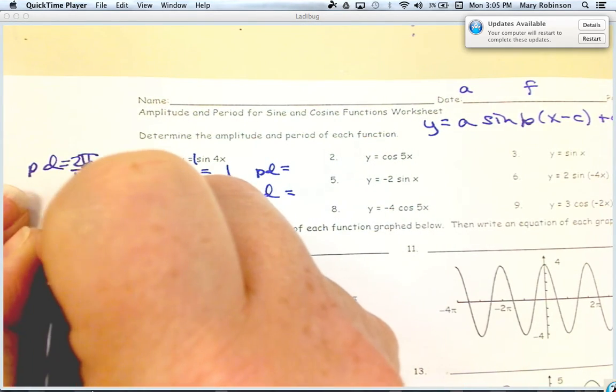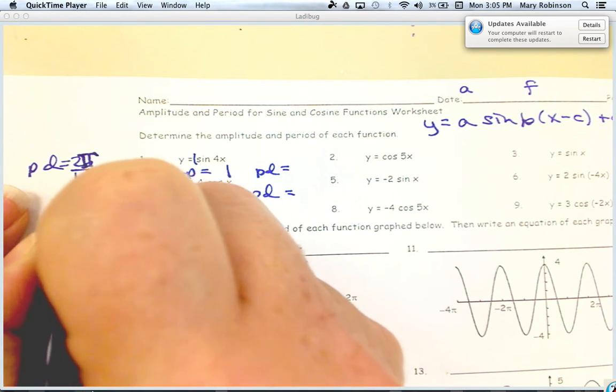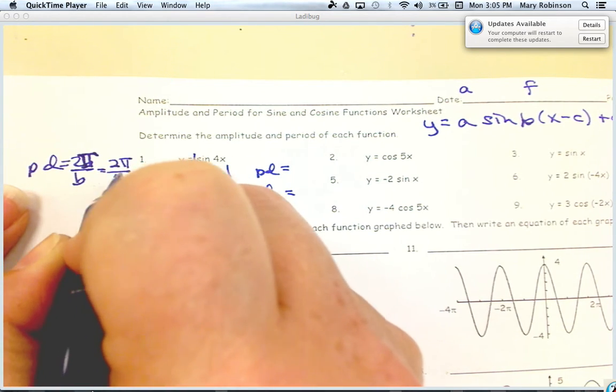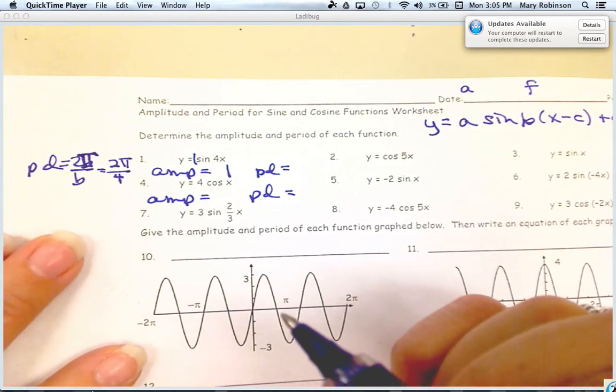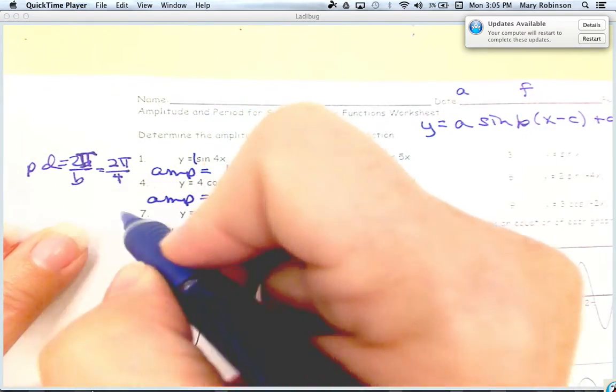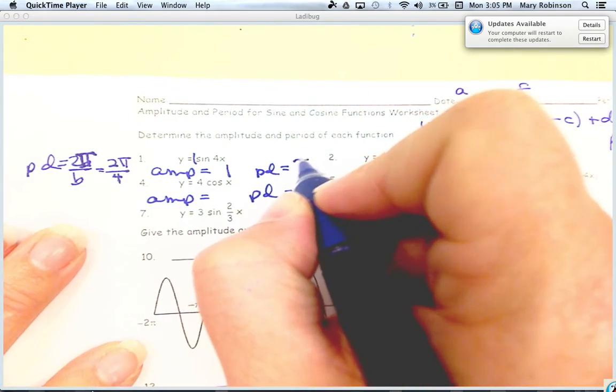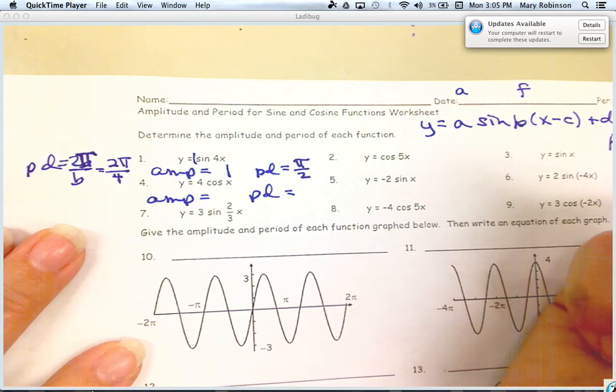Oops. I wrote that wrong. 2 pi over B, which would be 2 pi over 4. Then your period, if you reduce 2 over 4, is going to give you a half. So your period would be pi over 2.